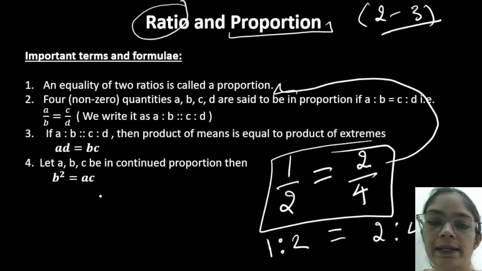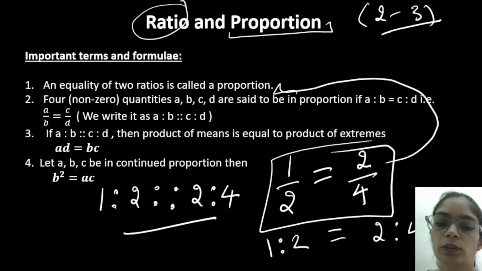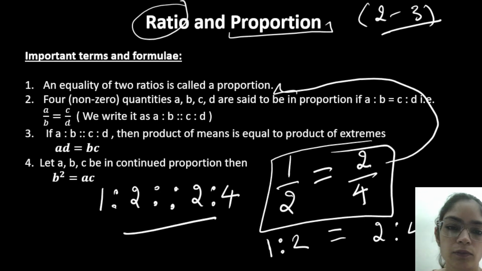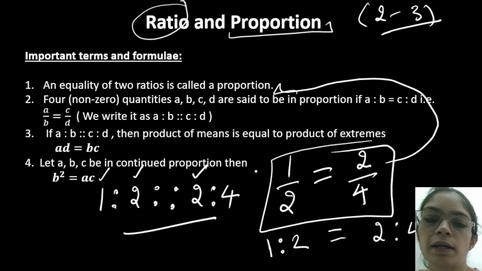Or we can also write it as 1 is to 2, double colon, is equal to 2 is to 4, with this symbol also. So this is a way of writing proportionality, or when four quantities are in proportion. So here you can remember the first number is the first proportion, this is the second proportion, this is the third proportion, and this is the fourth proportion.